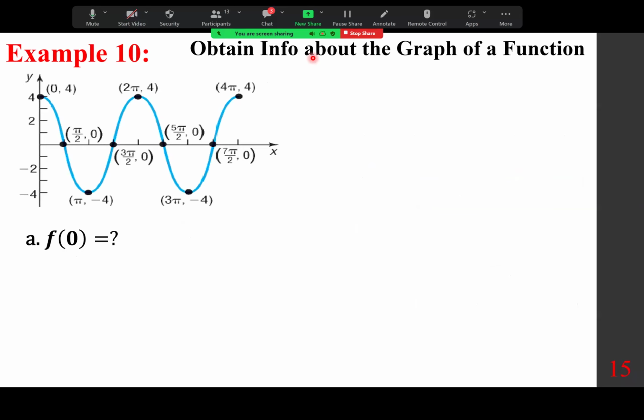Example 10, obtain information about the graph of a function. Here's the graph that is given. The very first question is, what is f of 0? When x is 0, what is the y coordinate? I hope you see we are referring to this point, which has coordinates 0, 4, so the answer is 4.